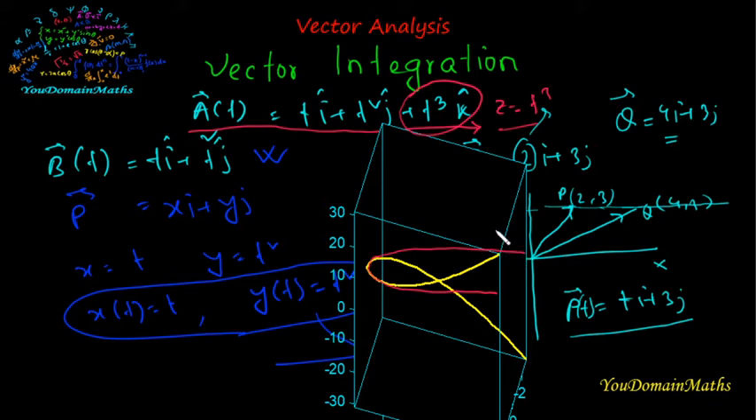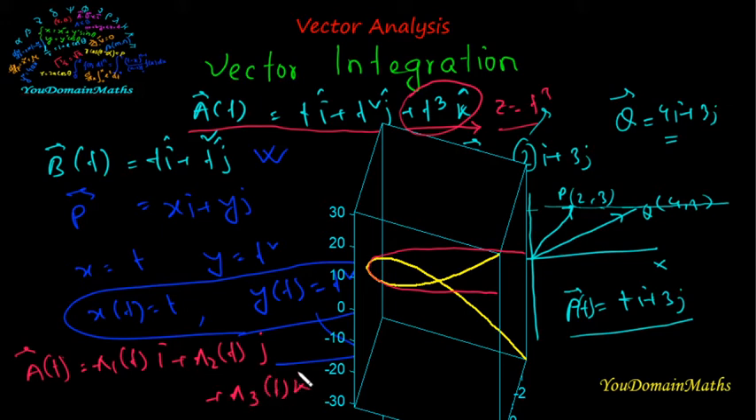So in general, we can say that the a of t vector equals a1 of t i plus a2 of t j plus a3 of t k. These always represent a curve. Is it clear?